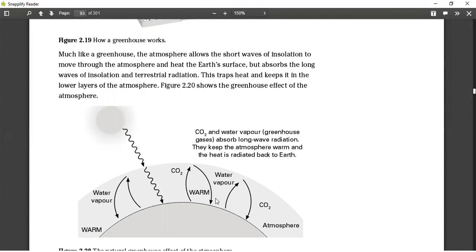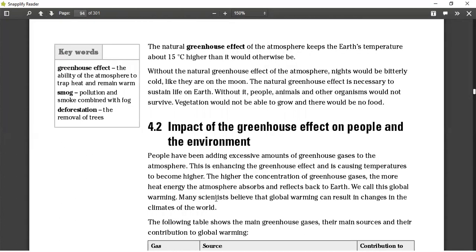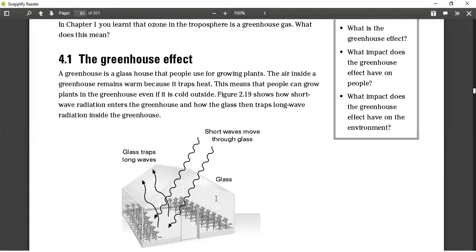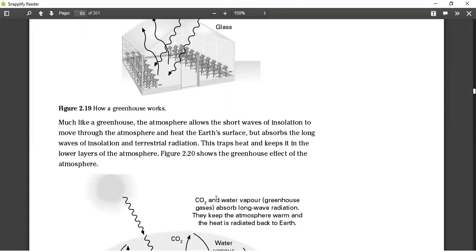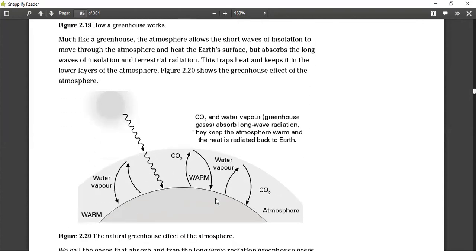This traps heat and keeps it in the lower layers of the atmosphere. Figure 2.20 shows the greenhouse effect of the atmosphere. Now, just now I spoke about how the sun is used during the day to penetrate through a plastic or a glass house, and then the heat is trapped inside and can't escape.